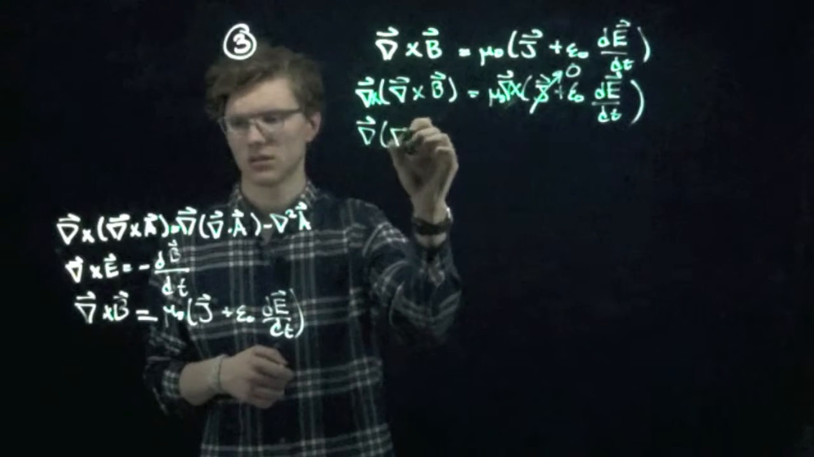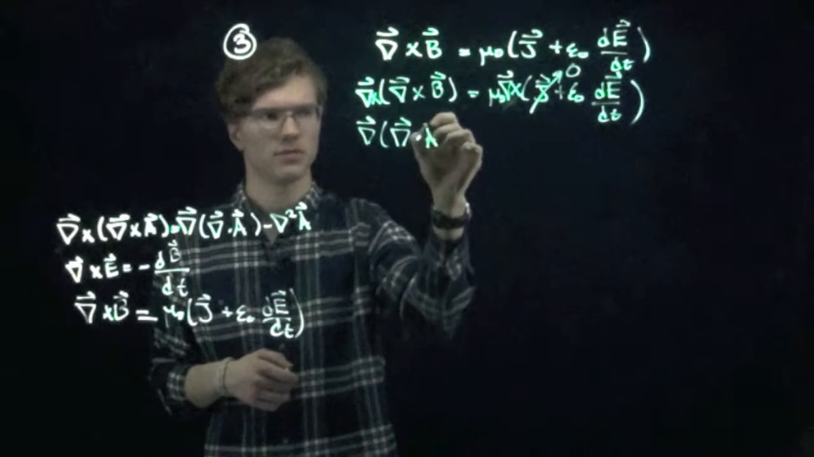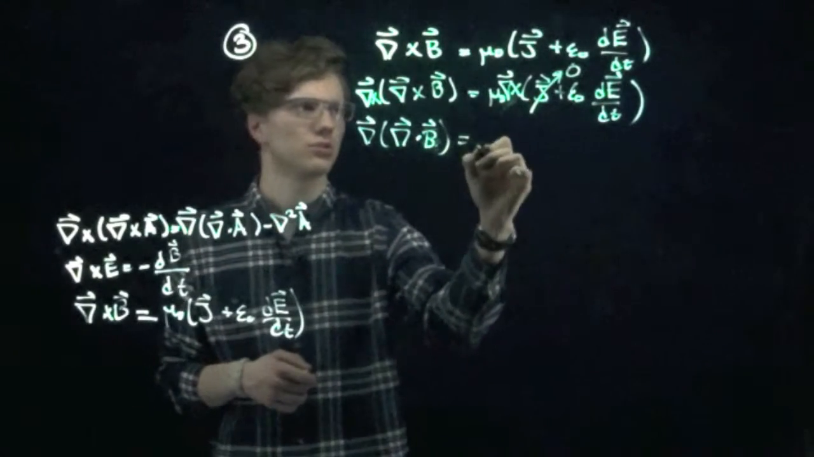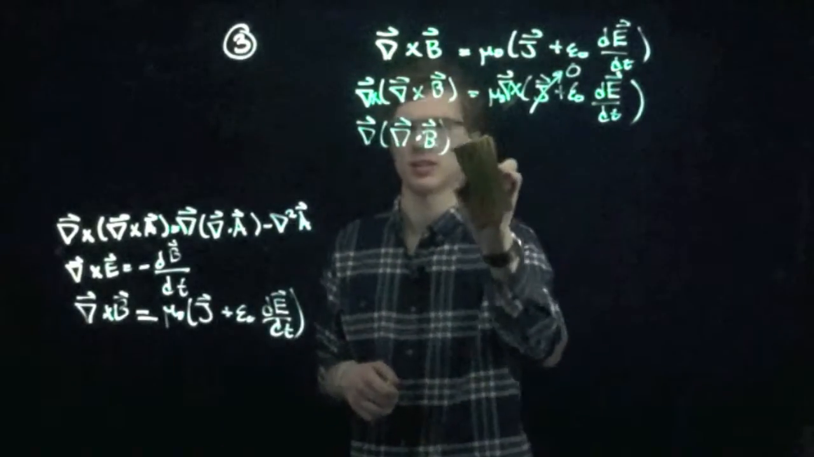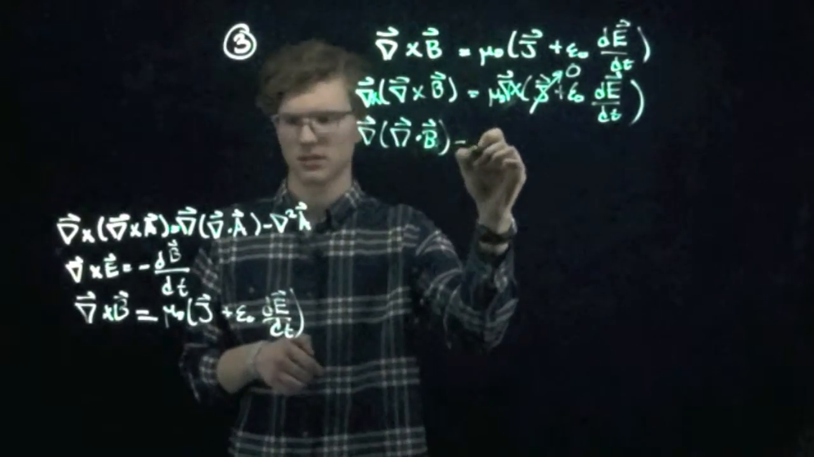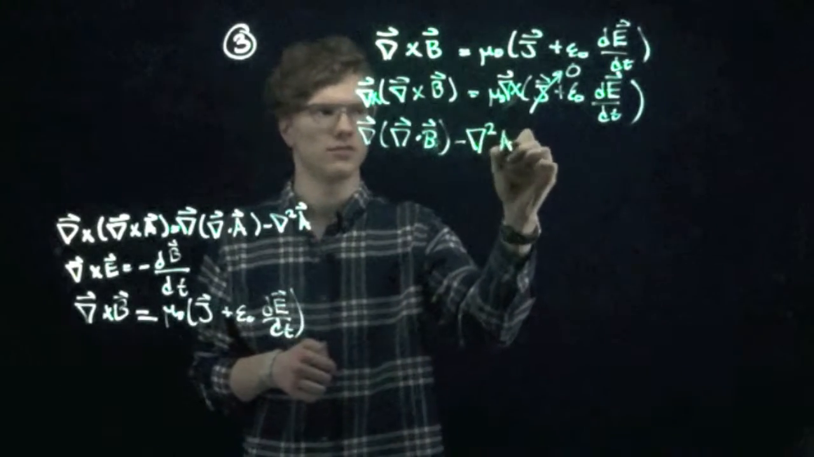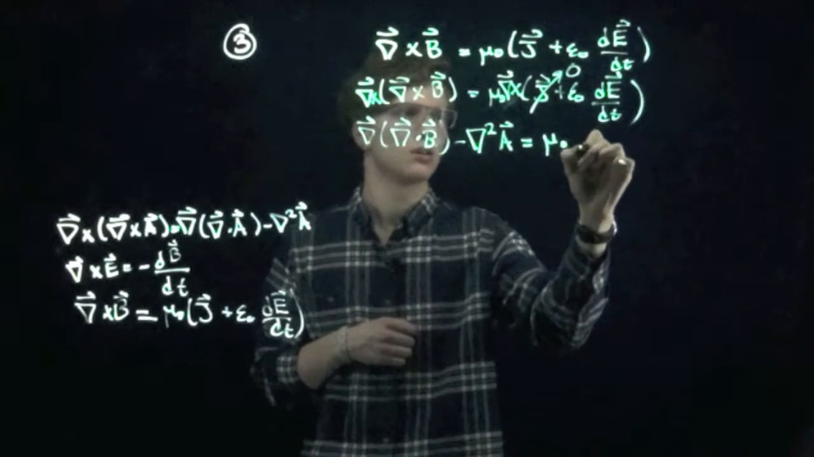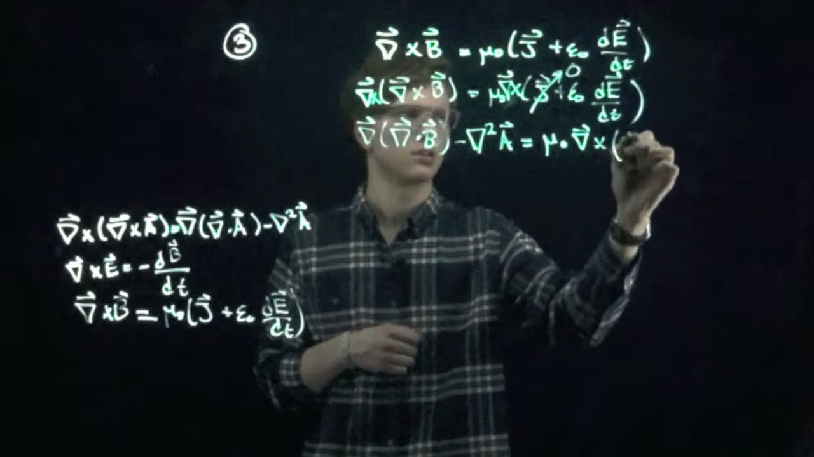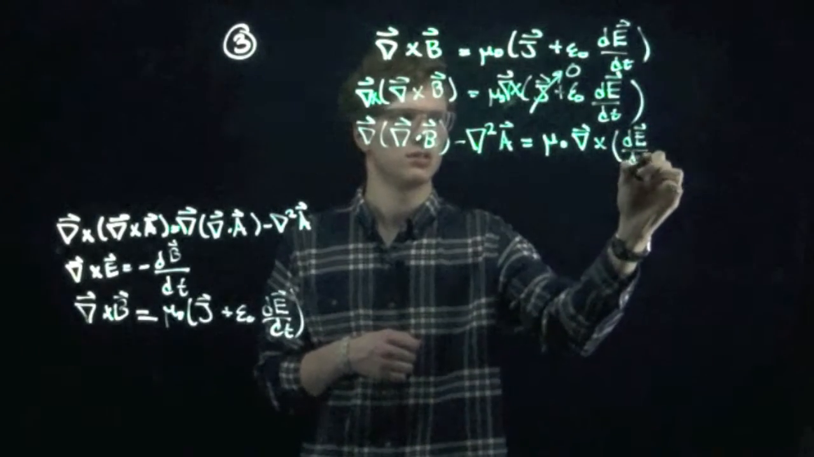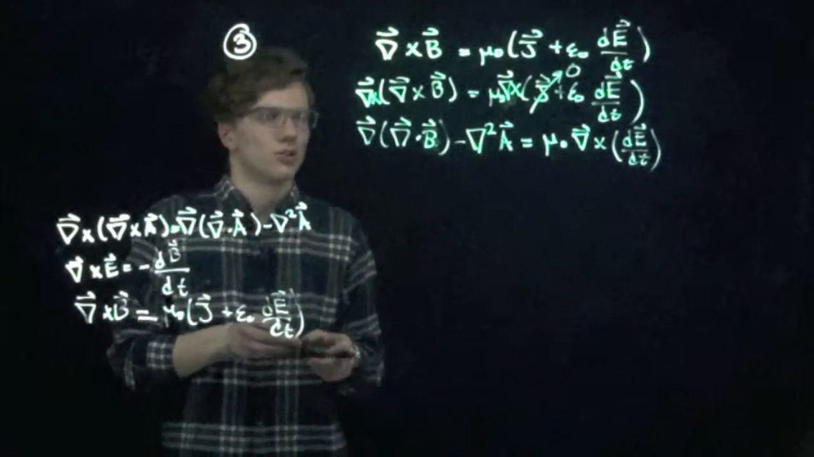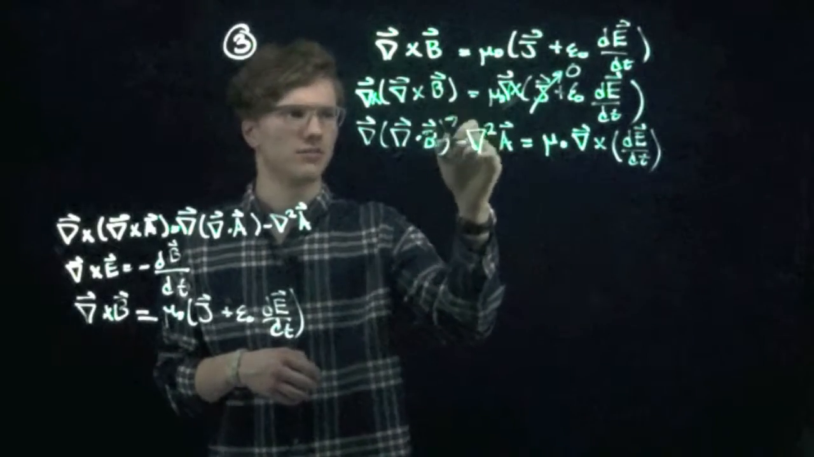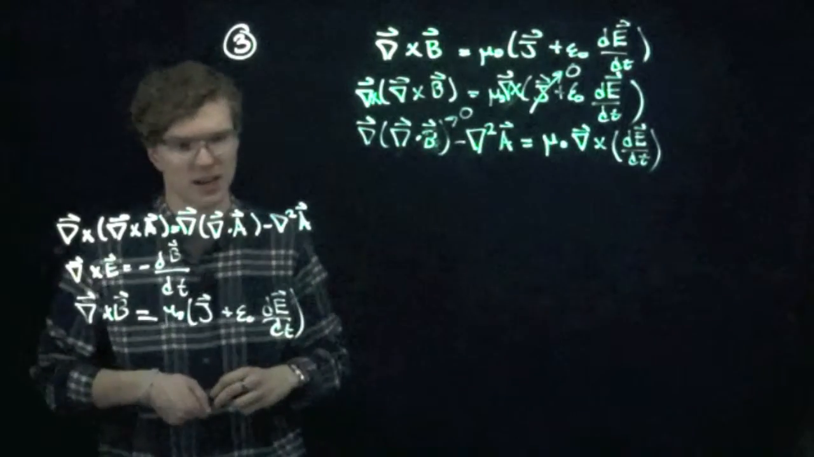To get the gradient of the divergence of, not A this time, we're looking at B, minus the Laplacian of B, which is equal to mu naught times the curl of dE/dt. So unless it's February 14th, Valentine's Day, we know that this divergence of the magnetic field is going to go to 0 because we can't have a magnetic monopole.